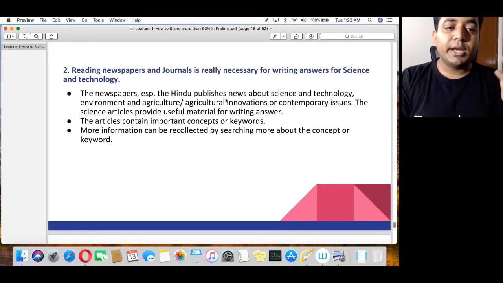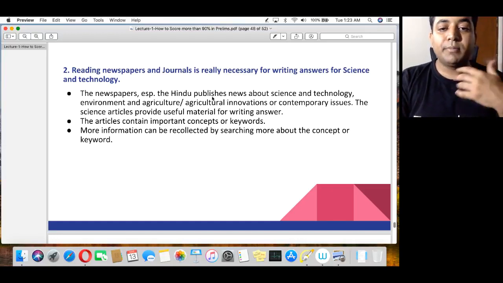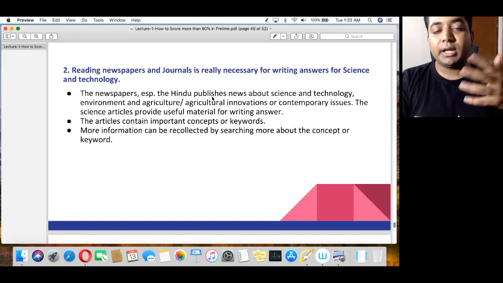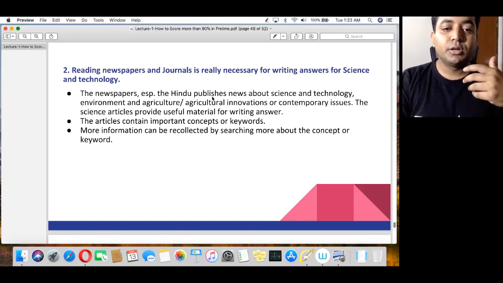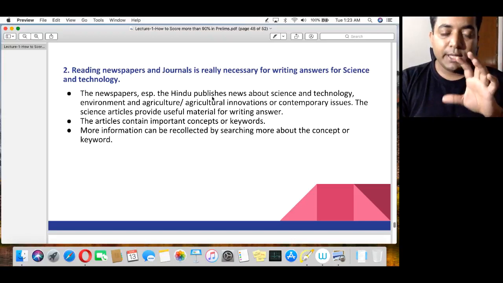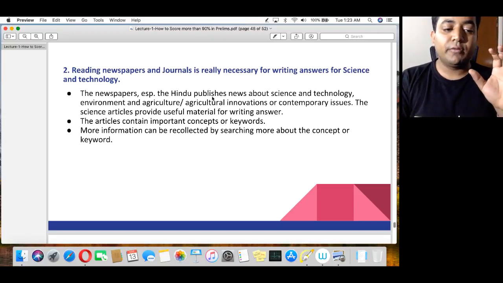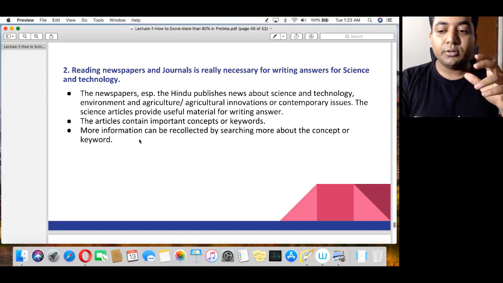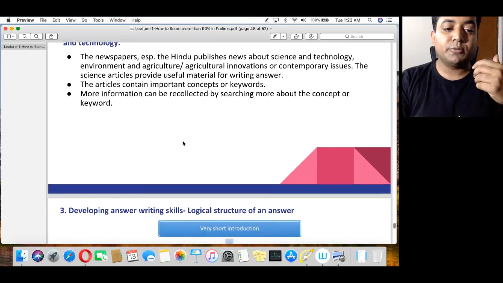Then reading newspapers, Science Reporter, Yojana, etc. is necessary, because they publish articles about science and tech, environment, agriculture, innovation, contemporary issues, and all the important concepts and keywords. You need to take care of it. Then you need to have more information, which can be recollected by searching more about the concept or keyword.